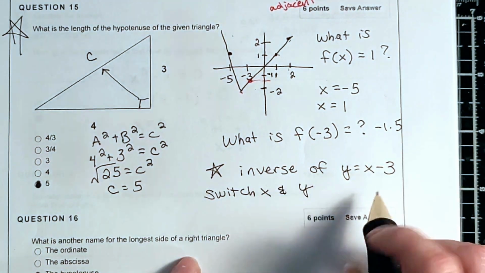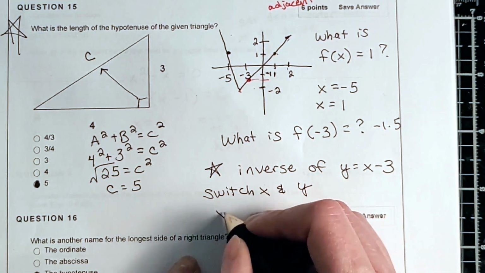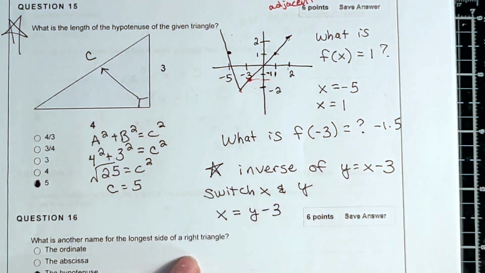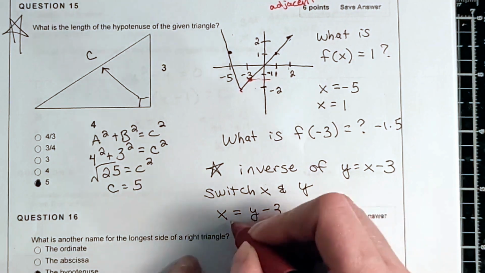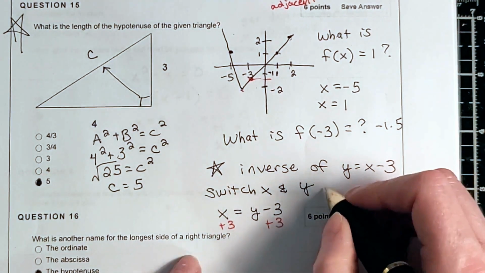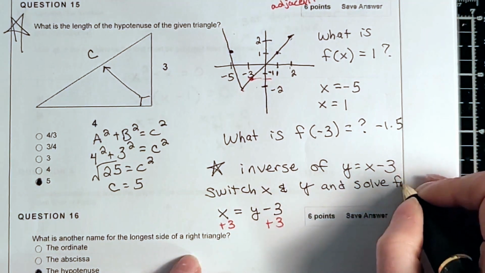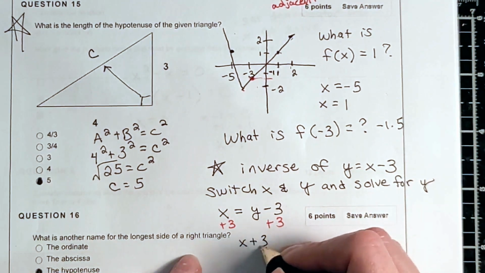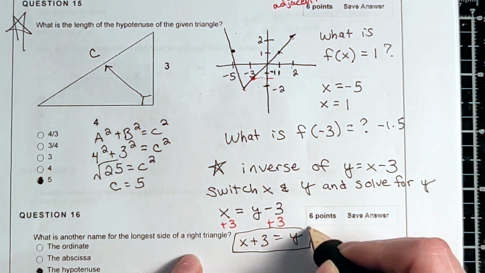Okay, so instead of this saying y equals x minus 3, we're going to rewrite it as x equals y minus 3. Okay, so we're going to add 3 to both sides. Add 3 to both sides. You solve for y. I probably should have added that on there. Okay, so I get x plus 3 equals y, and this would be your inverse.